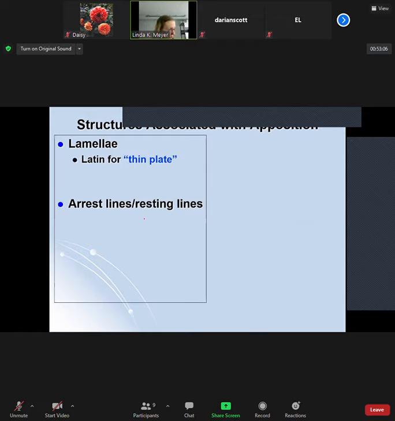Okay, so lamella is a Latin term which means a thin plate, and for our purposes it actually just refers to the individual layers in the bone. So bone forms layer by layer. And we're going to review, remember, in compact bone, we can see both longitudinal lamellae and concentric lamellae.